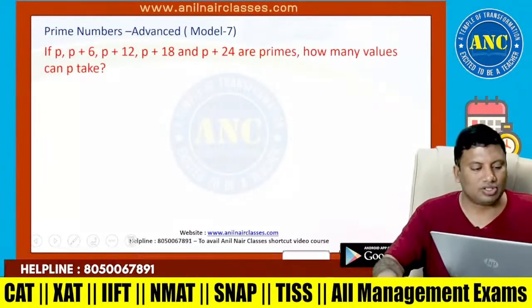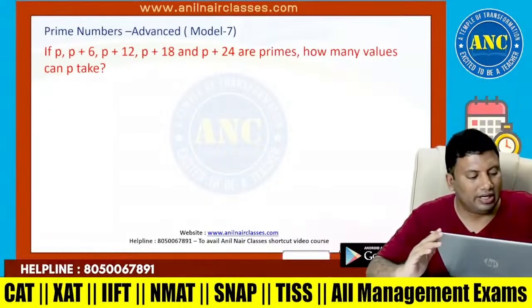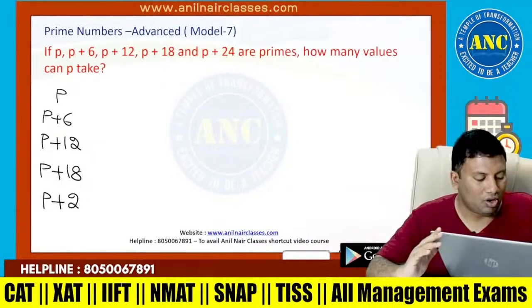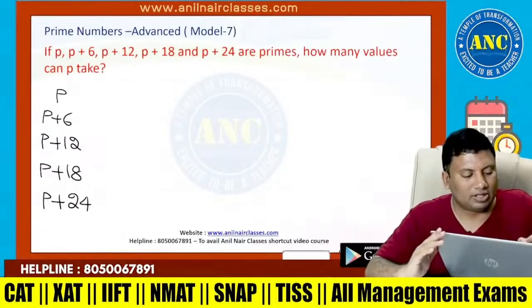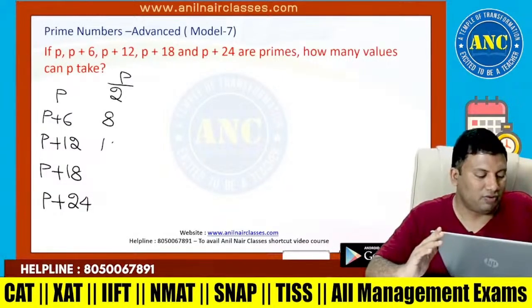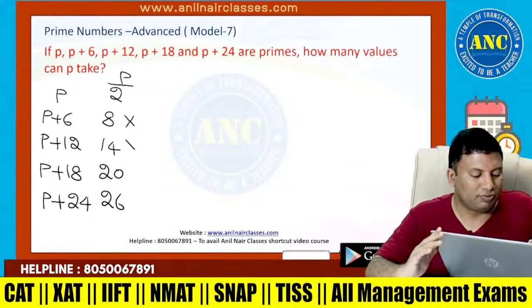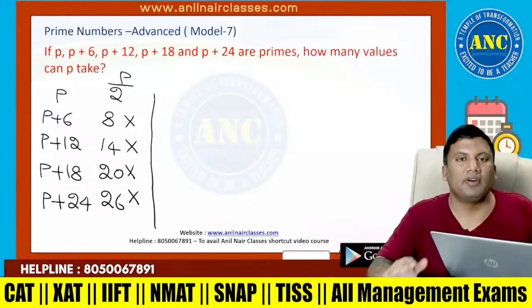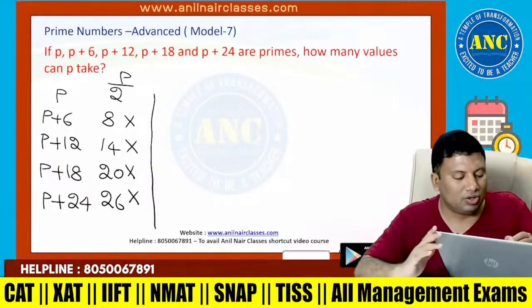Previous year questions are also over. Now it is P, P plus 6, P plus 12, P plus 18 and P plus 24. All these are prime numbers. If P equals 2, then plus 6: 8, 14, 20 and 26. These are all even numbers. Other than 2, there is no prime number which is even.